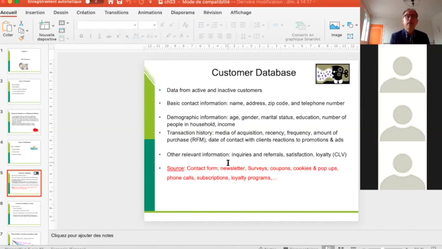And finally, other relevant information such as product inquiries, and so all types of interactions with the firm collected, and so inquiries about products, referrals, reviews, satisfaction, loyalty, and customer lifetime. How do companies collect this information? Demographic information is collected when customers enroll, for example, into a loyalty program.